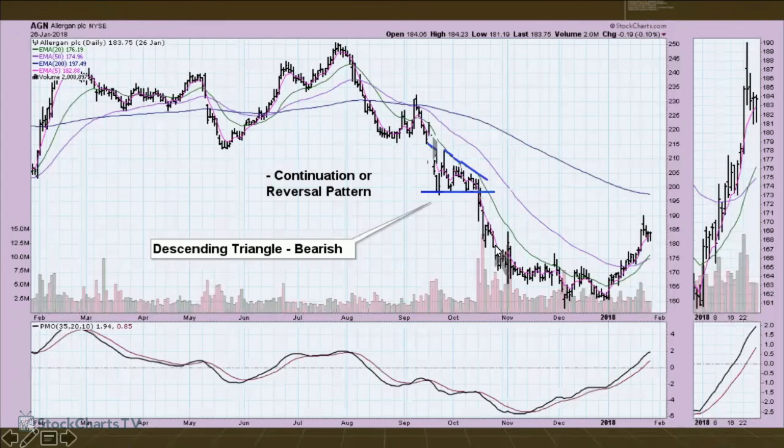It can be a continuation, as it was in this case, or a reversal. And if you look, we had declining tops on the indicator, declining tops on price. That's a bearish confirmation. So I would have expected it to execute. Plus, we had the 50 below the 200.